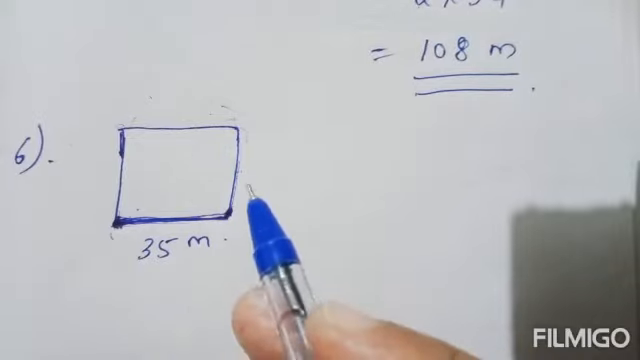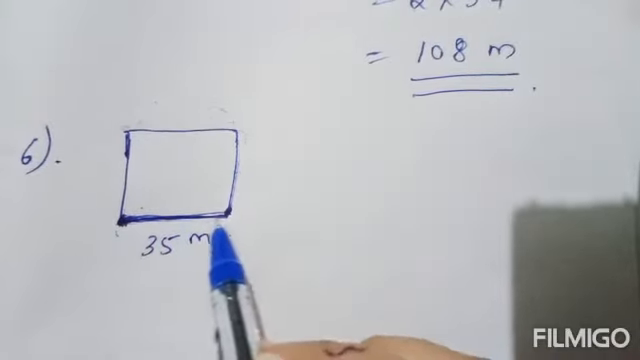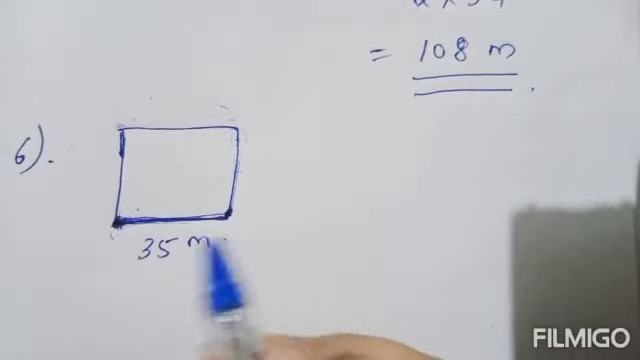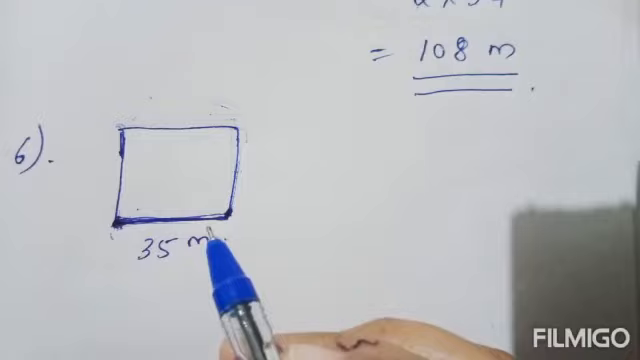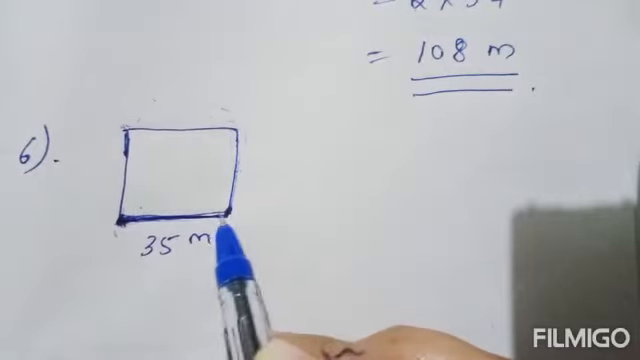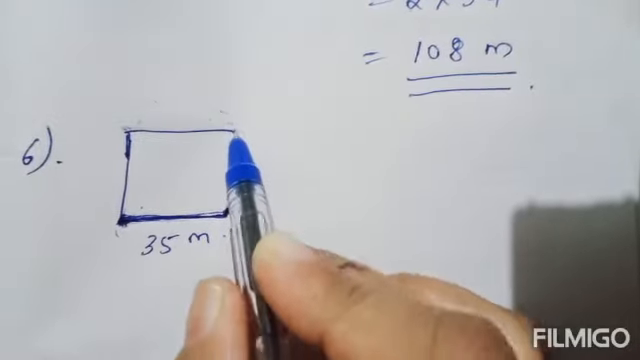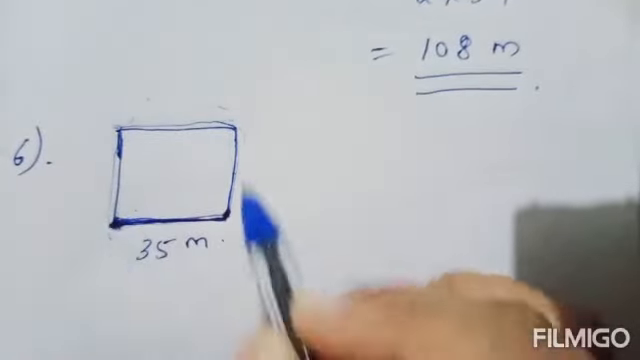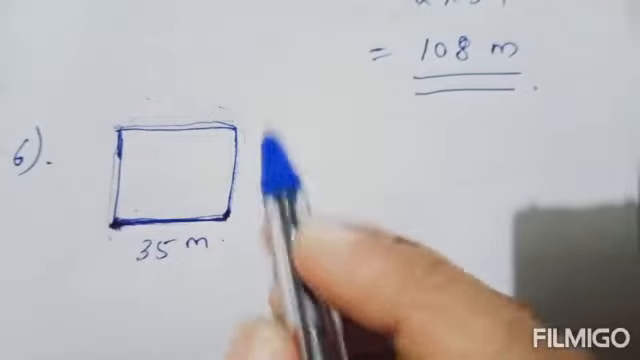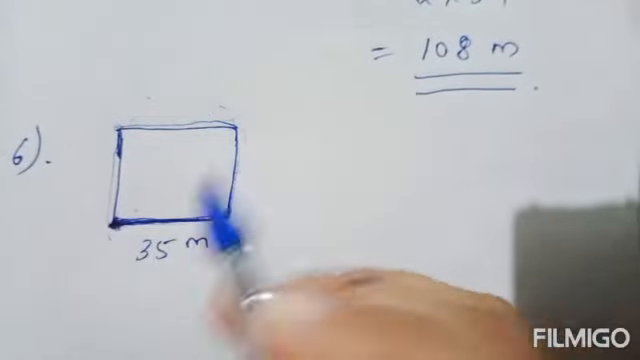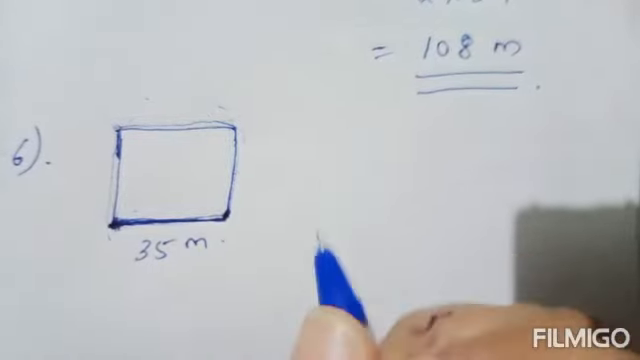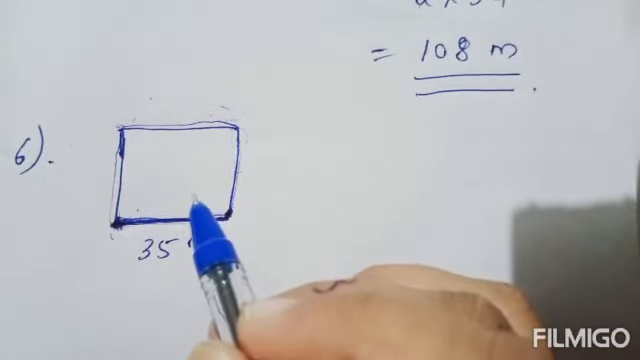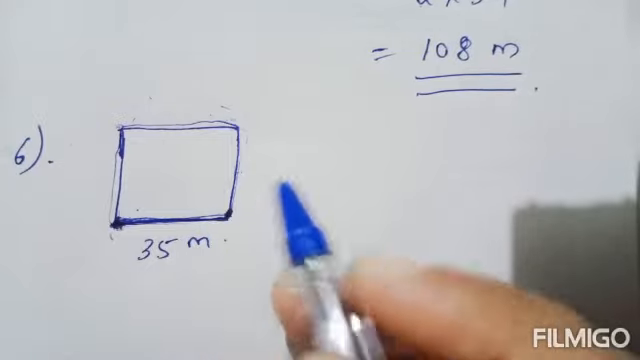If he walks once around this square field like this, it will be equal to the perimeter of the square. First this distance, then this distance, then this distance, then this. That is equal to the perimeter of the square. So if he walks 3 times, that will be equal to 3 times the perimeter of the square.